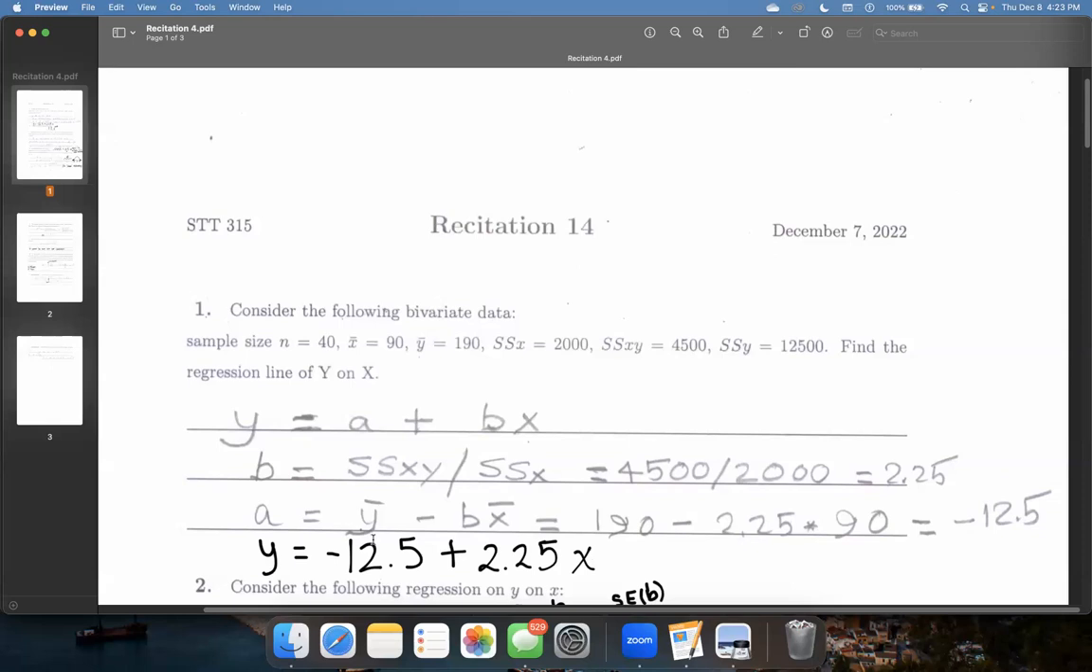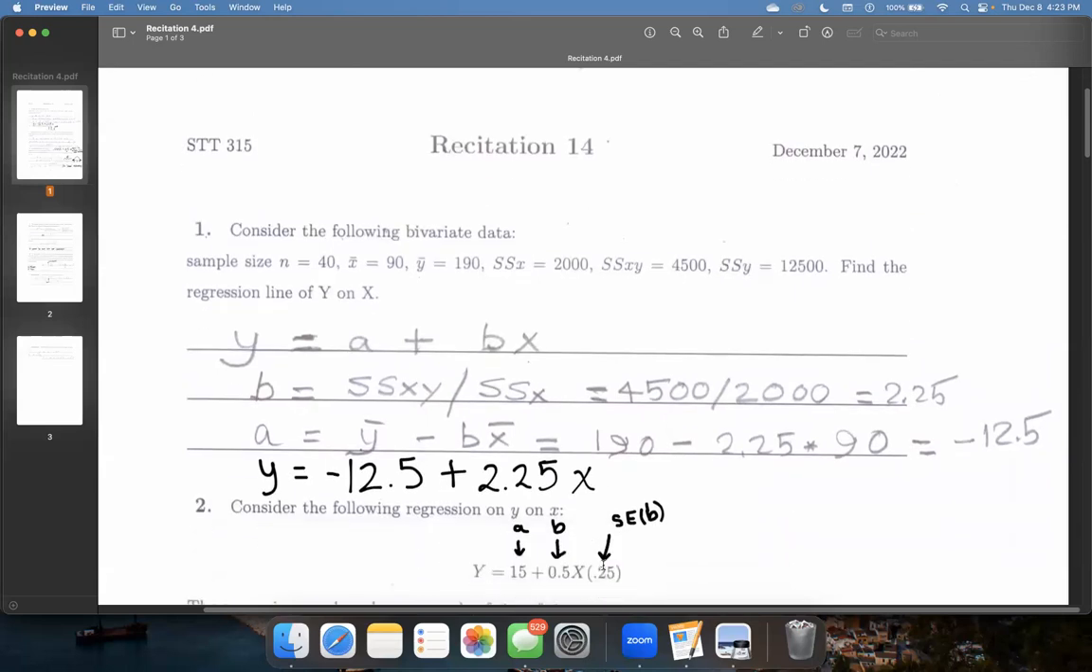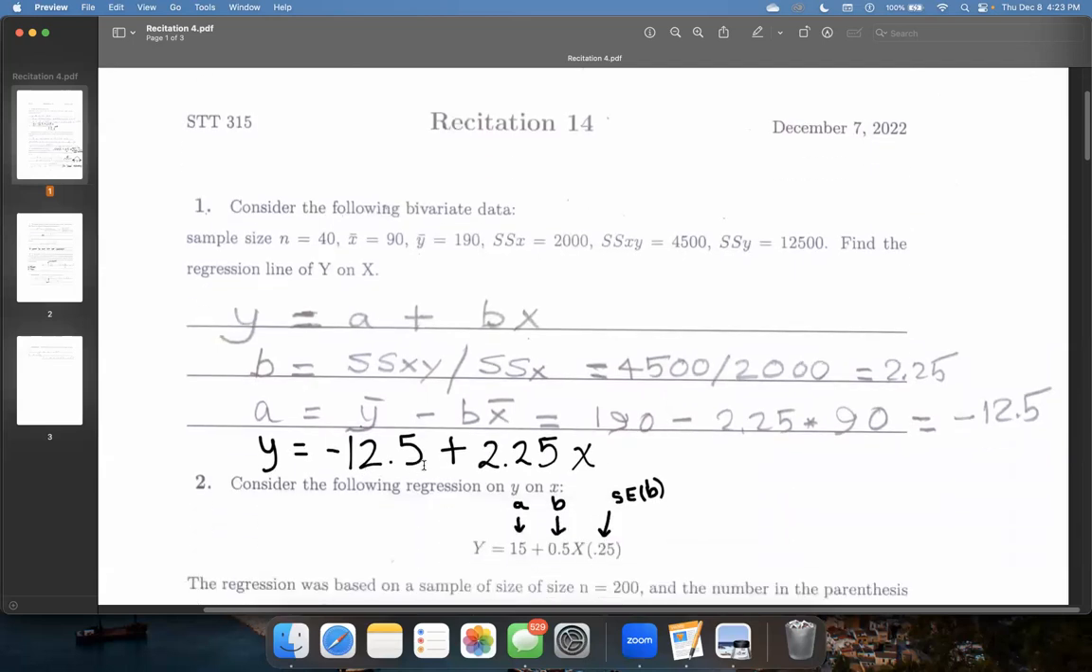So when you write out the regression line, it will look like this. Y equals negative 12.5 plus 2.25 times x.